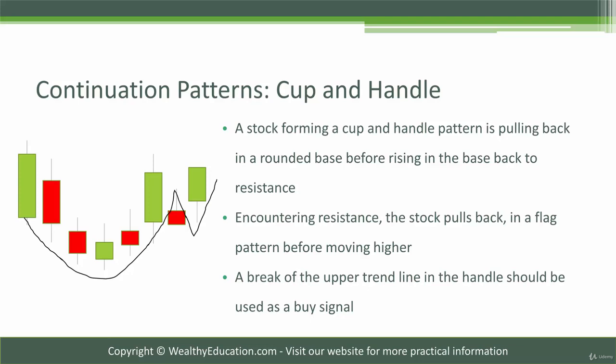We then have a pullback in the stock. Ideally, it will be to around the midpoint between the lip of the cup and the base of the cup, but is often more shallow. And then we'll have a move up in the stock from the downward sloping cup. And when the stock breaks the downward slope, that is the buy signal for the cup and handle pattern.